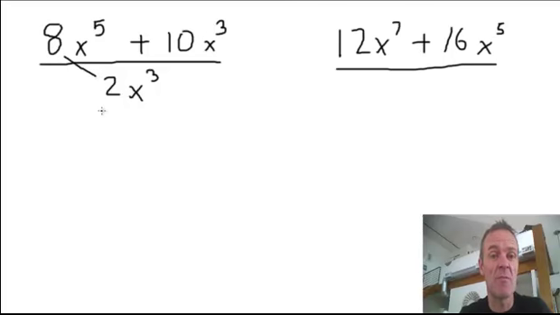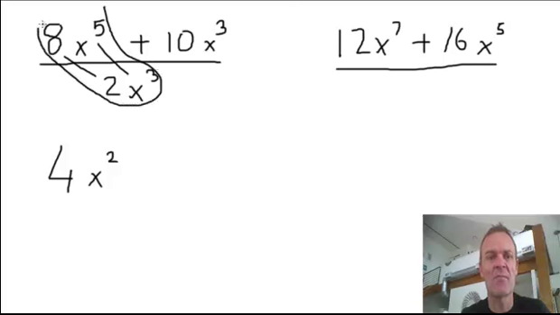What's 8 divided by 2? It's 4. What's x5 divided by x3? We'll think subtract exponents. That's going to give you x2. Okay, so you've done this part. Now let's do this one.